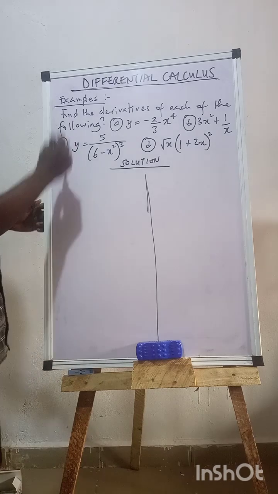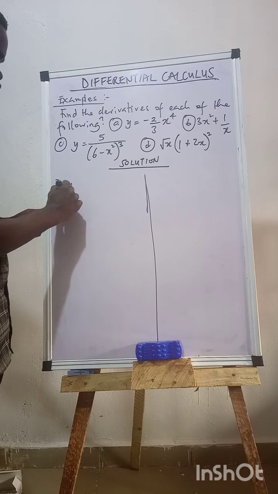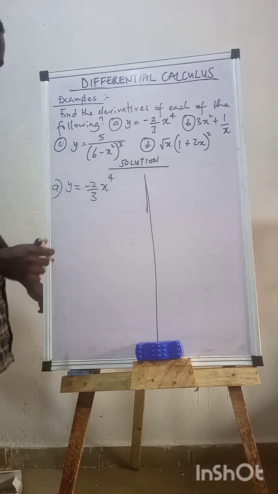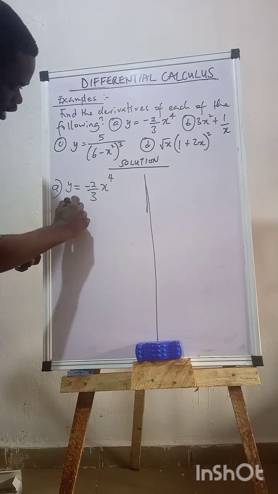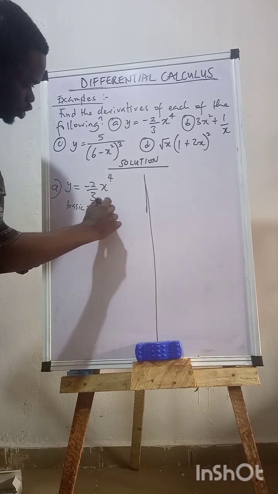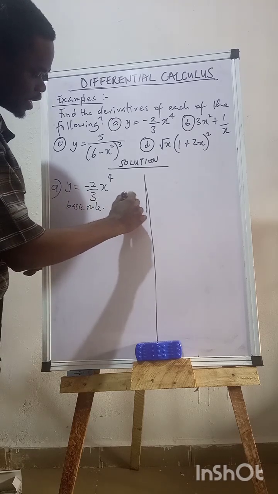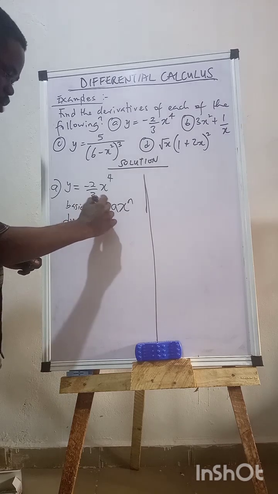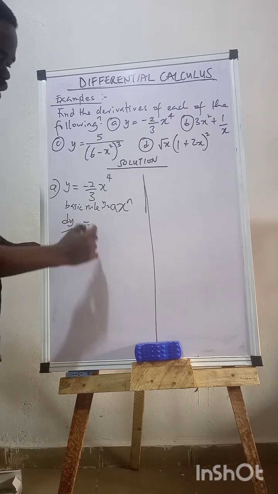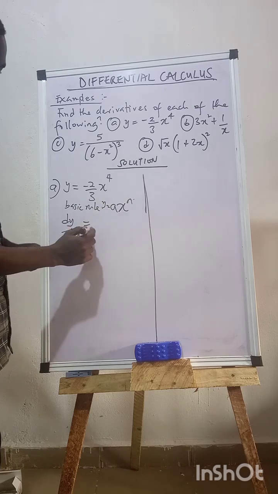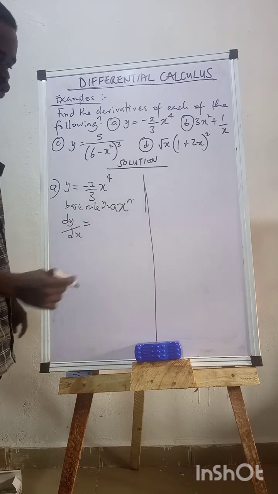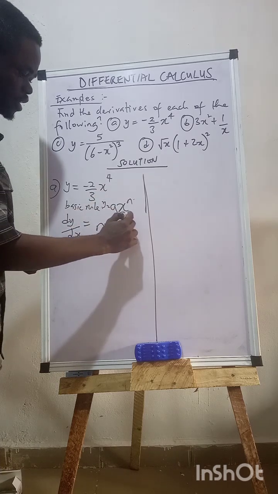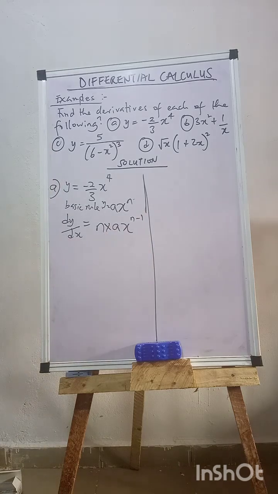Okay? So the first question, y equals minus 2 over 3 x raised to power 4. Now the basic rule, this one identifies the basic rule, which is a x to the n. The differential of it, dy over dx, is you put n minus 1, you bring the n, the 4, to the front, multiplied by a x to the n minus 1. So this gives us the answer.